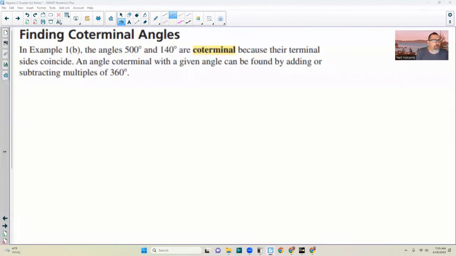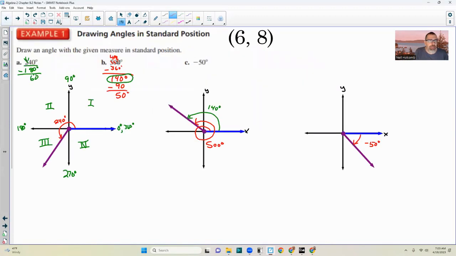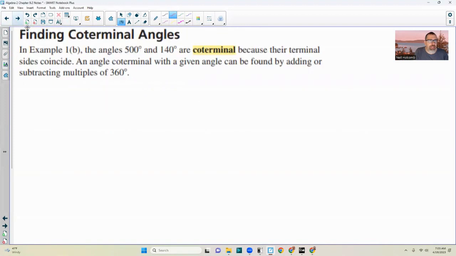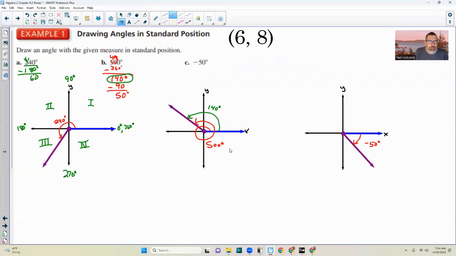Okay, so now we're going to talk about finding coterminal angles. In example 1b, right here, the 500-degree angle. In example 1b, the angle 500 degrees and 140 degrees are coterminal because their terminal sides coincide. An angle coterminal with a given angle can be found by adding or subtracting multiples of 360. Okay, so let me go back.